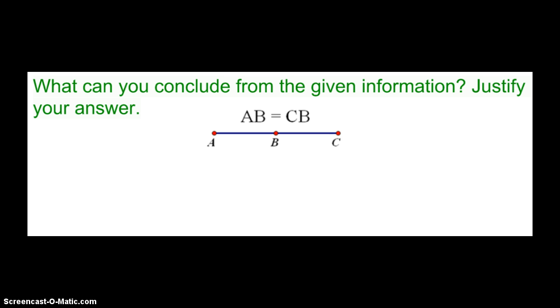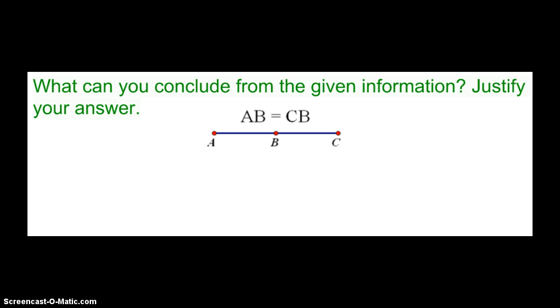So here's our last example of a mini proof. I drew the segment right underneath it so you can see what's happening. We are told that AB is equal to CB. Again, notice the notation. There's an equal sign because we're talking about the lengths. Over the actual letters like AB and CB, there are no segment bars, so that means that we're talking about the lengths. The lengths are equal here.